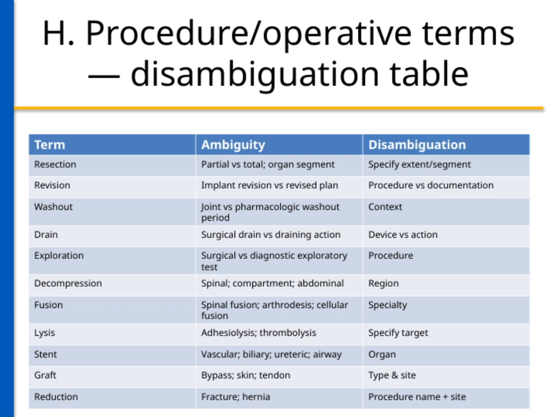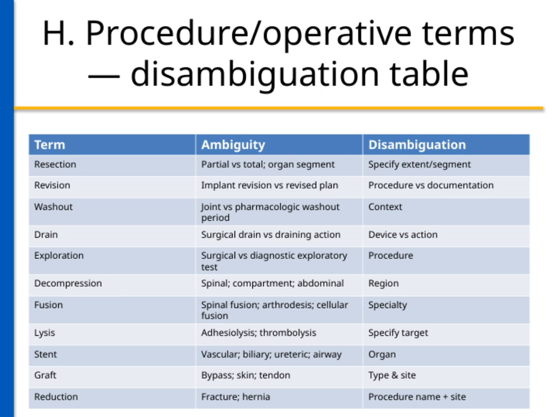Moving on, washout can refer to different processes, such as joint washout or a pharmacologic washout period. Clearly stating the context ensures everyone understands what kind of washout we're discussing. Then there's drain. This could mean a surgical drain, an actual device, or the act of draining fluid or material. Specifying whether we're referring to the device or the action helps clarify the intent. Exploration also has multiple meanings. It can be a surgical exploratory procedure or a diagnostic test to investigate a condition. Being explicit about which type of exploration we mean is crucial.